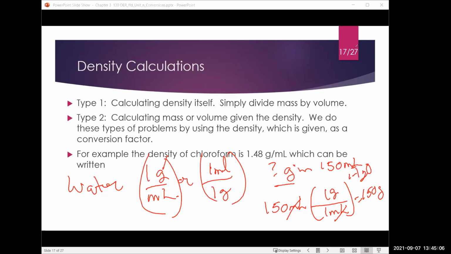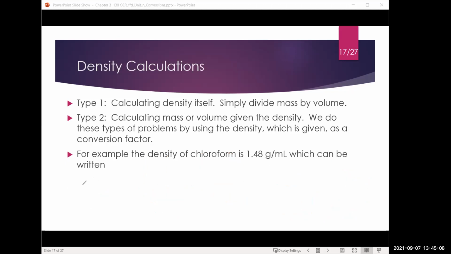It's no different than this ratio. Let's say you're making $50 per hour. If you work 0.5 hours, how much money is that?